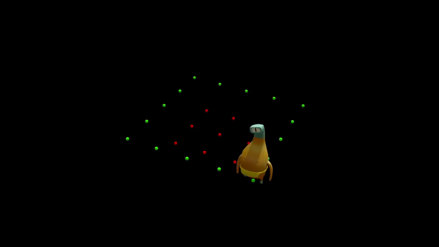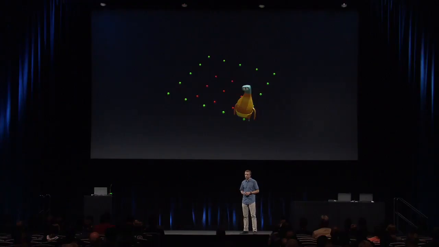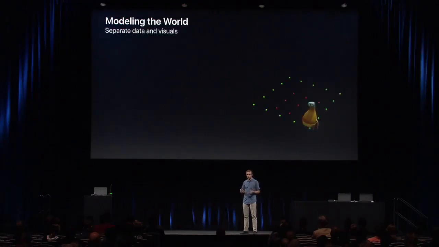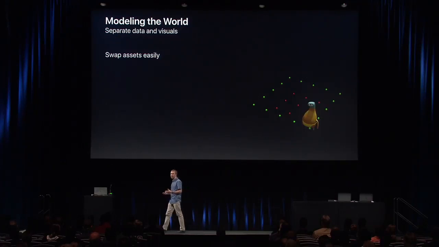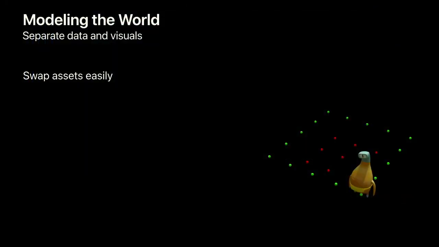There are a couple of big benefits to this, and I want you to think about it when you're modeling a 3D world. So separate the data from visuals. First, it allows you to swap out assets easily. Remember, we're still iterating on this stuff. We will get a new version of the block any day, and we don't want to have to rebuild those maps, so we're dynamically generating them.